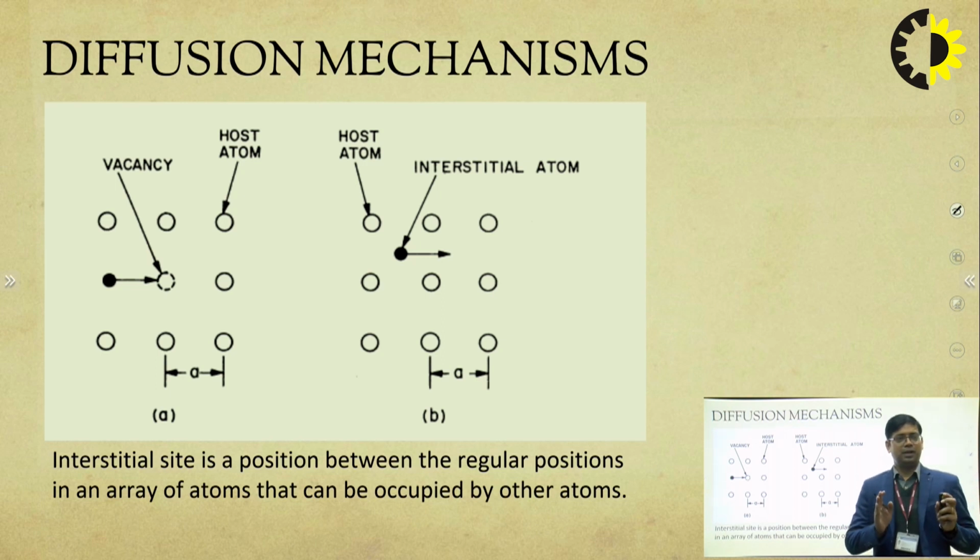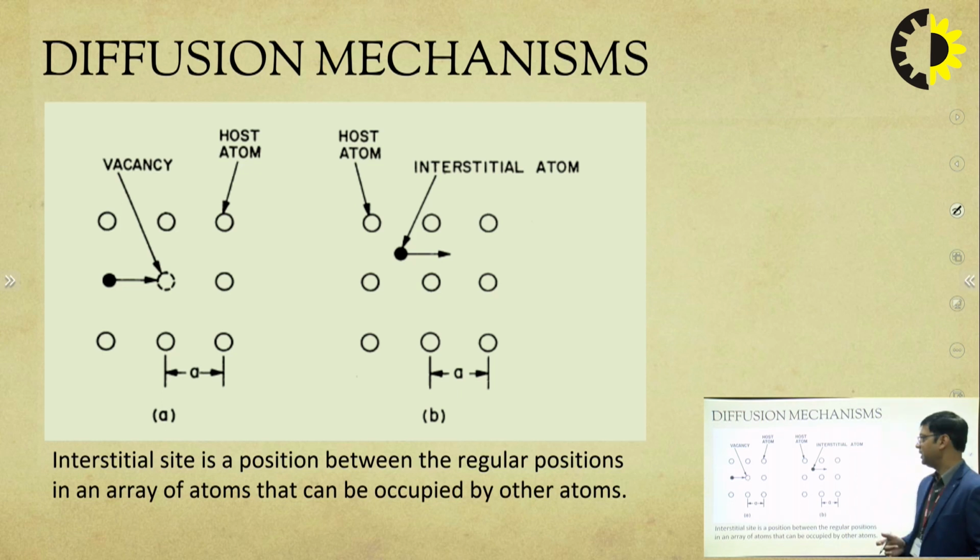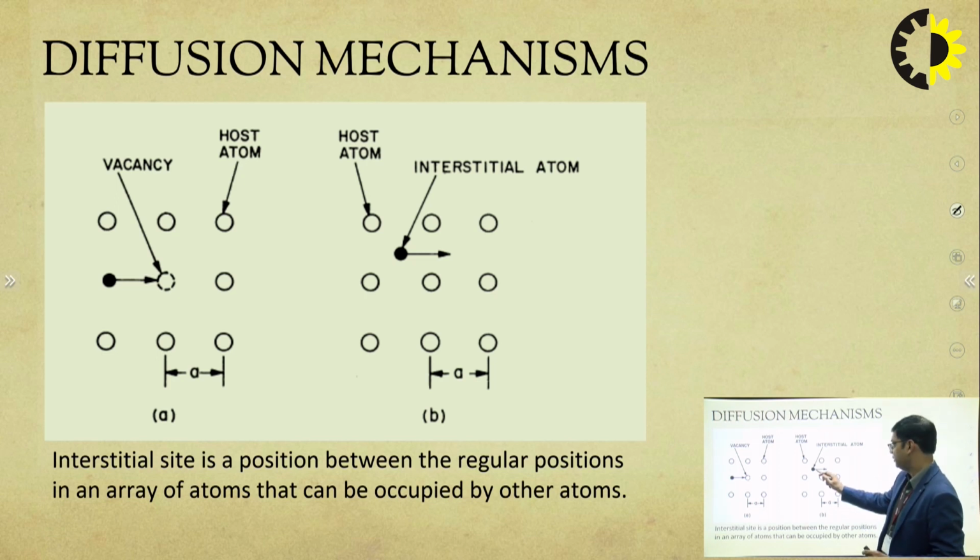We have to understand the structure of the lattice to understand the diffusion mechanisms. We can see here these circles which are hollow. These are the regular lattice structure atoms. If we talk about a silicon semiconductor, then these hollow circles denote the silicon atoms. And the black circles, filled with black color, are the impurity atoms or dopant atoms.